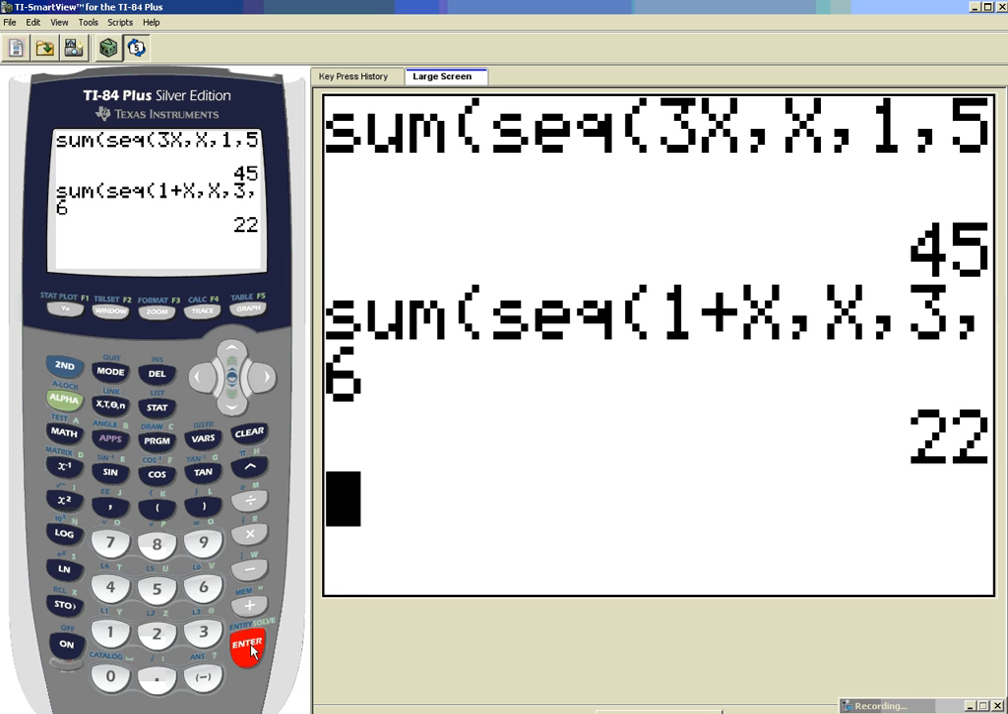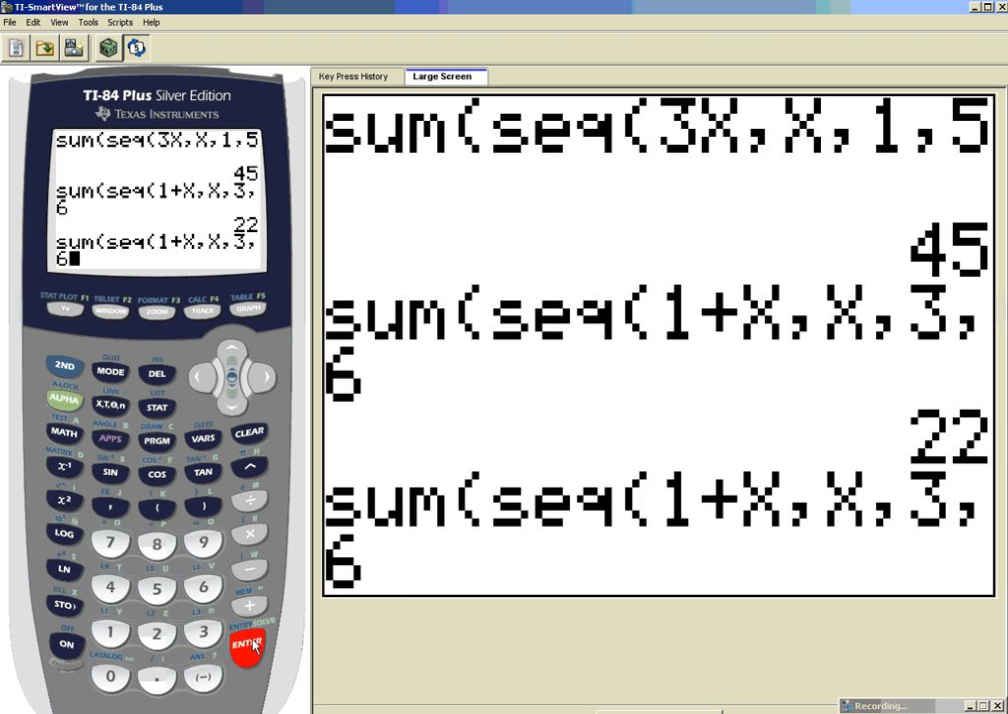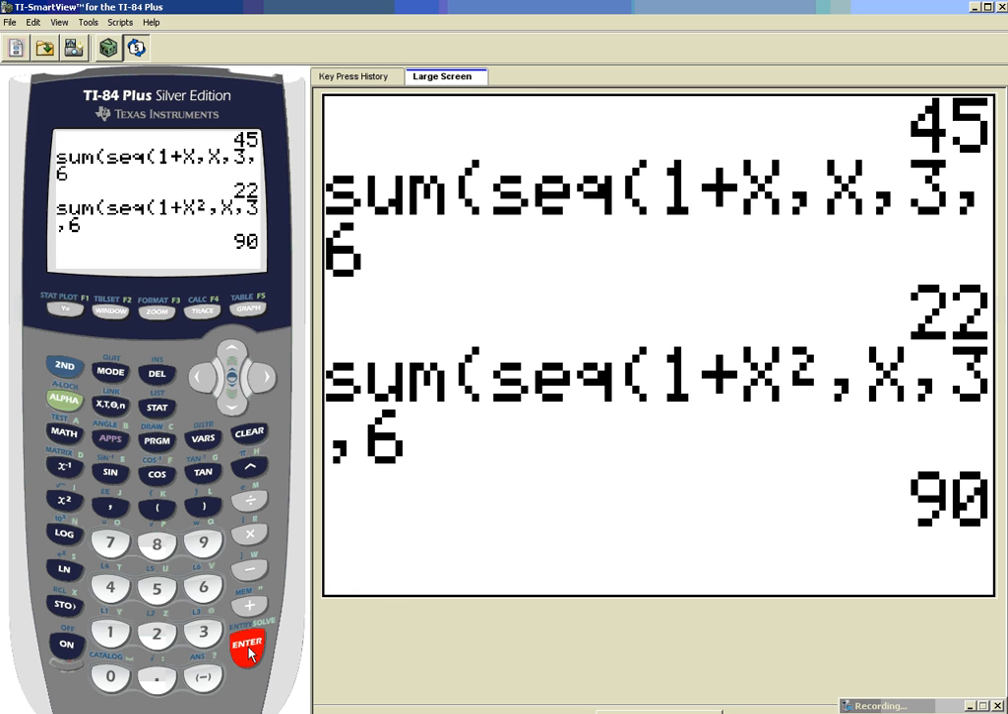Whoops, I didn't put an x squared there. Let me go up and correct that. So I'm going to insert the squared there. Hit enter. And there's the sum of 90 that we already found. And finally, the last one.